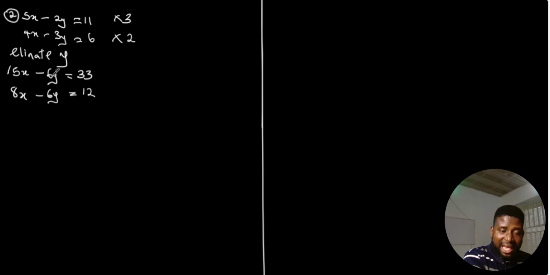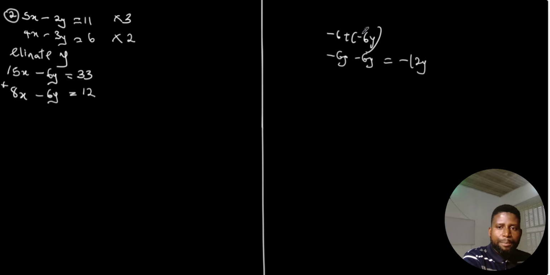Now we have the same coefficients for y. Now we know whether we are adding or subtracting. If we add, for example, we would have minus 6y plus minus 6y. Plus times minus is minus. So I have minus 6y minus 6y, and that gives me minus 12y. We've not eliminated y. So it simply means we have to add. Minus times minus will give me minus 6y plus 6y, and that gives us 0. So to eliminate, we need to subtract.